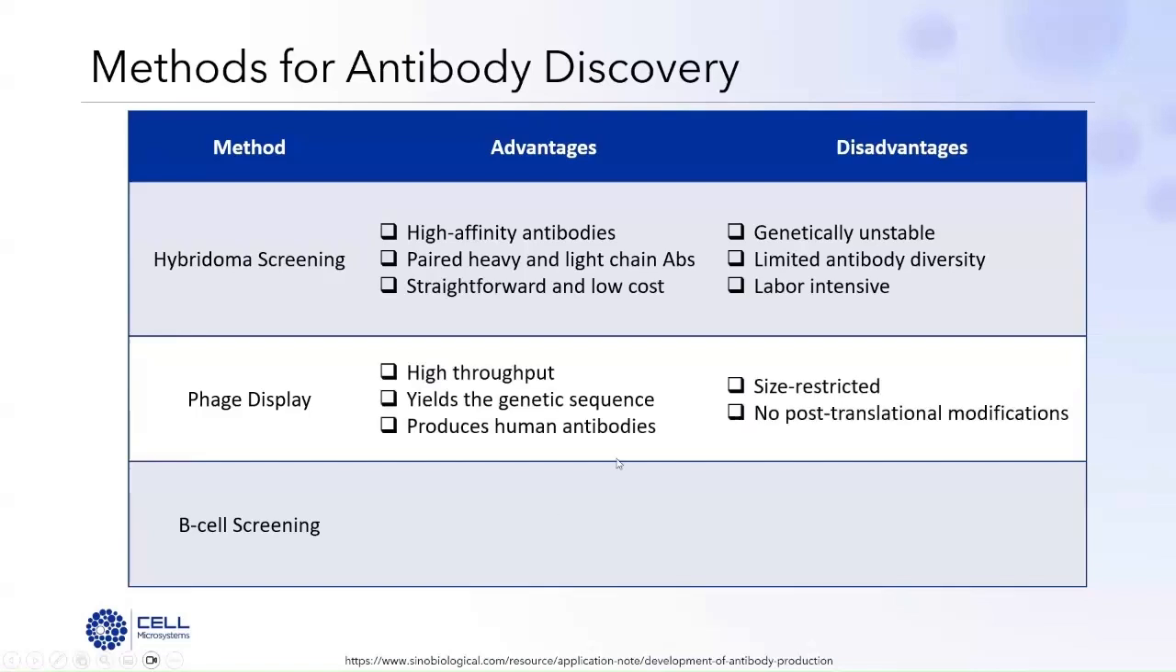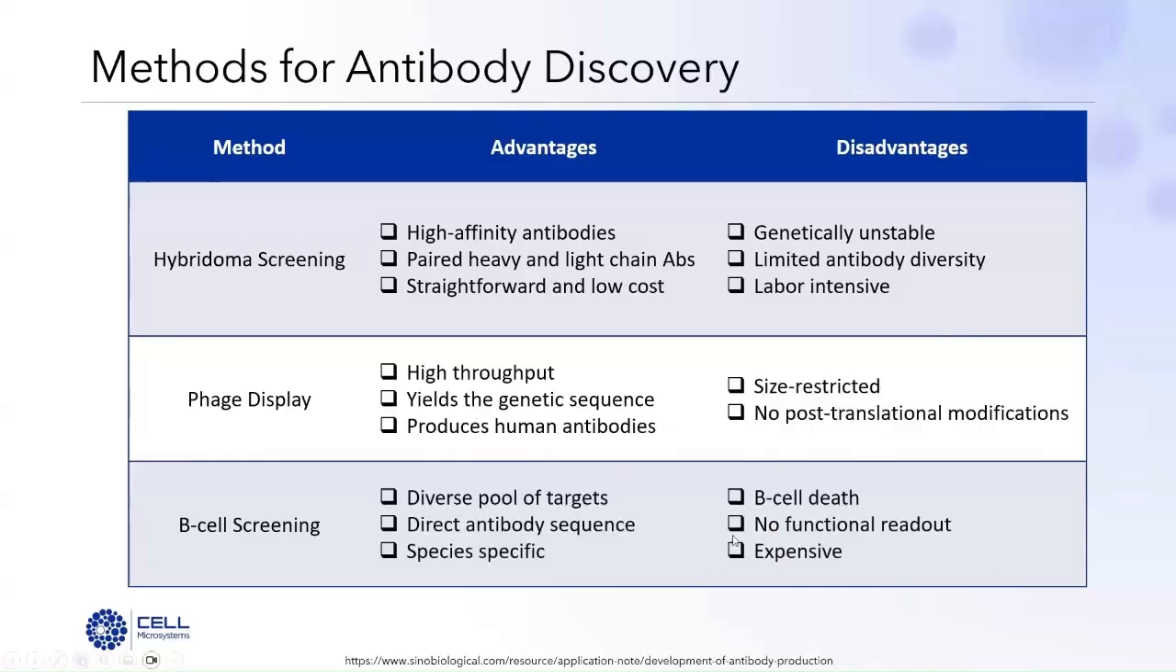Phage display has the advantage of being high throughput. It yields the genetic sequence of the antibody, and it can be used to produce fully humanized antibodies out of the gate. The disadvantages of phage display are that they're typically size-restricted libraries, again, meaning that your diversity is fairly limited. And unfortunately, due to the fact that you're only expressing a fragment of the protein, you don't get the post-translational modifications that you would see in the hybridoma screening workflow.